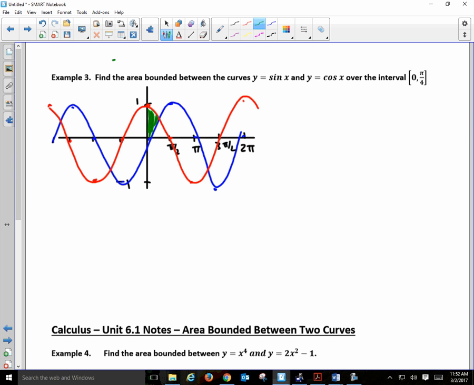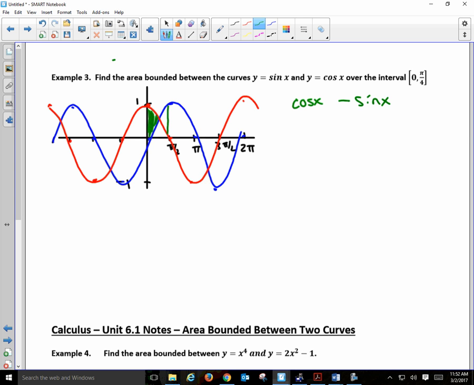Do we know for sure that they intersect at pi over 4 and that it's not further? Because notice the problem. Right now, which function is on top? Cosine is on top. What function is on bottom? Sine. But if I were to move over to this region, it switches, doesn't it? In that case, you would have to set up 2 different integrals. So hopefully that spots pi over 4.